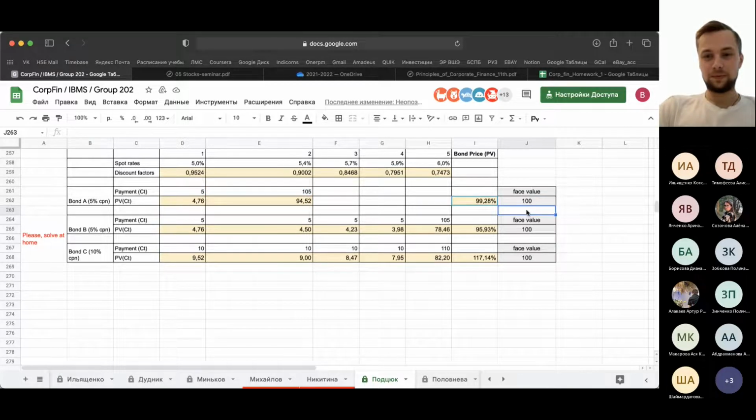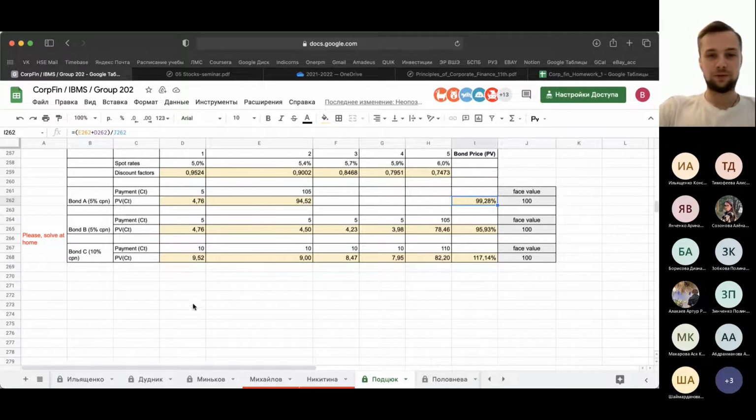And the last step is to sum all the PV, all the cash flows, and then divide them by the face value, just to find the percent. That's what you are going to have if you open your trading system and look for some bonds. You are going to see the percentage of face value as a price of the bond.